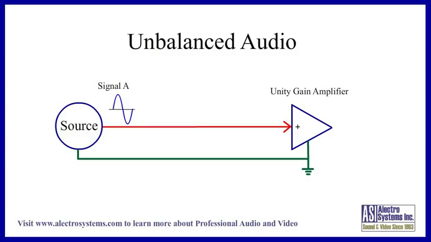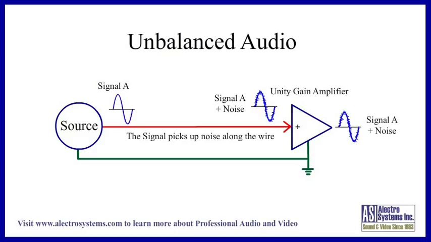Although the source signal might start out clean, it picks up interference or noise along the wire. This is because the wire is acting as an antenna. By the time the signal reaches the amplifier, the noise has been added to it. The resulting output from the amplifier consists of the signal plus the noise. This noise might be so small that it can hardly be heard above the signal. It could also be so large that you can't hear the signal because the noise drowns it out. Often it's somewhere in between.